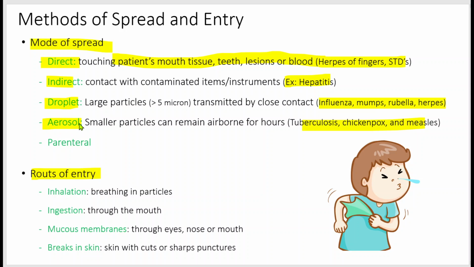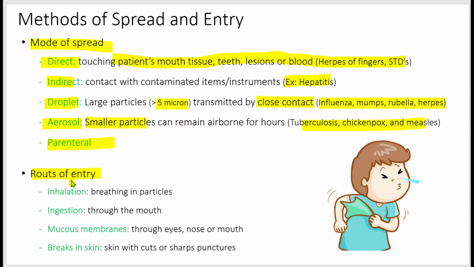Droplets and aerosol. Droplets are bigger, meaning bigger than 5 microns, and usually droplets are transmitted by close contact. Aerosols, on the other hand, are smaller and can remain airborne for hours after we do the work. And we have a lot of both of these in dentistry because of all the water, aerosols and mist that we have. And definitely parenteral is part of the spread of disease from the mother to the child.